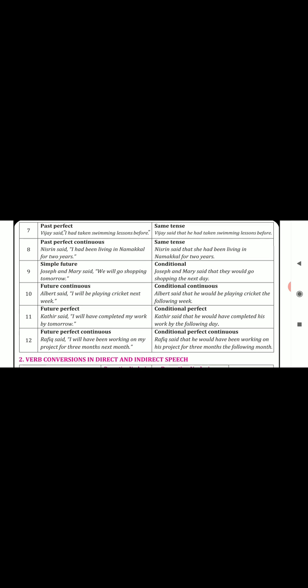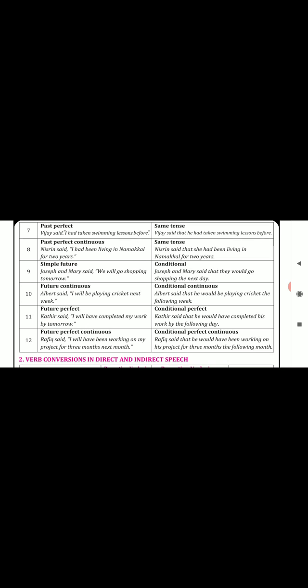So let's know the future perfect. Kadi said, "I will have completed my work by tomorrow." So here will have completed is future perfect tense. So here the past form is used. Kadi said that he would have completed his work by the following day. So here, past form: will becomes would.